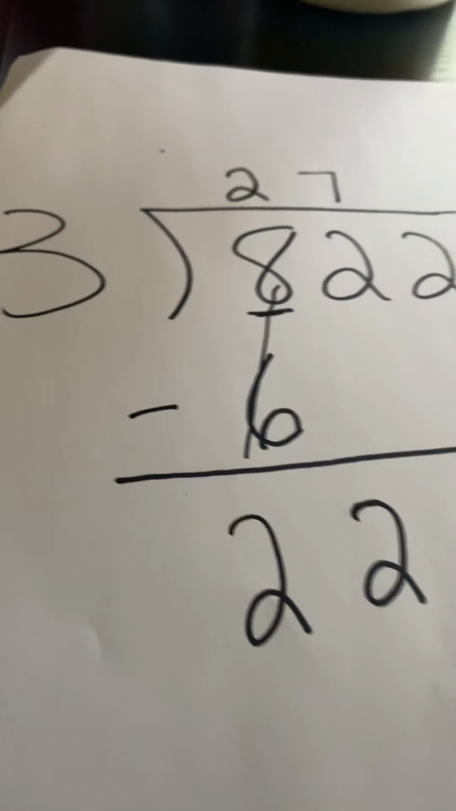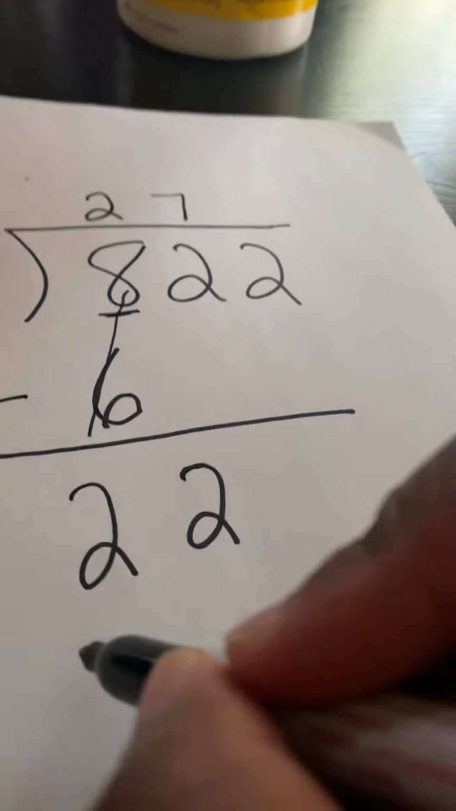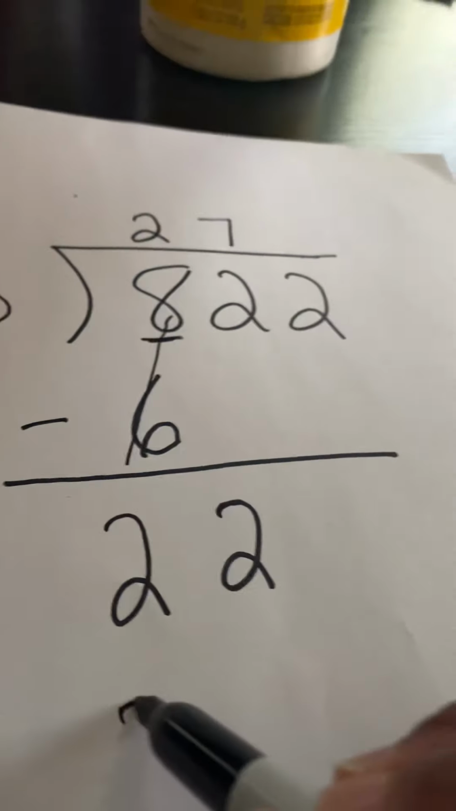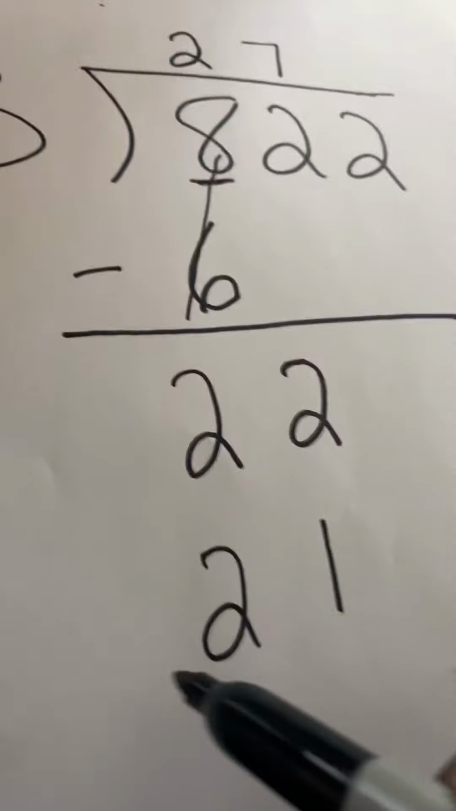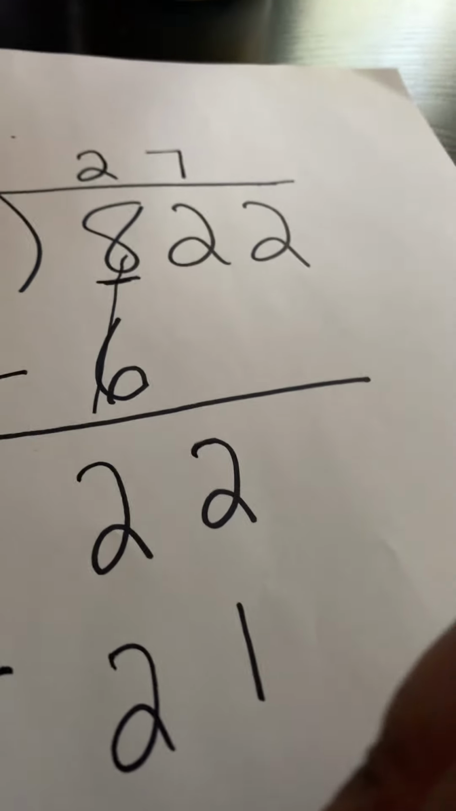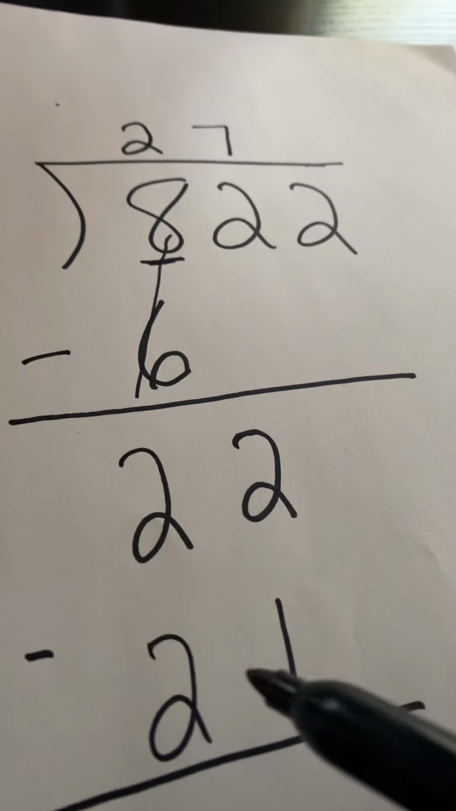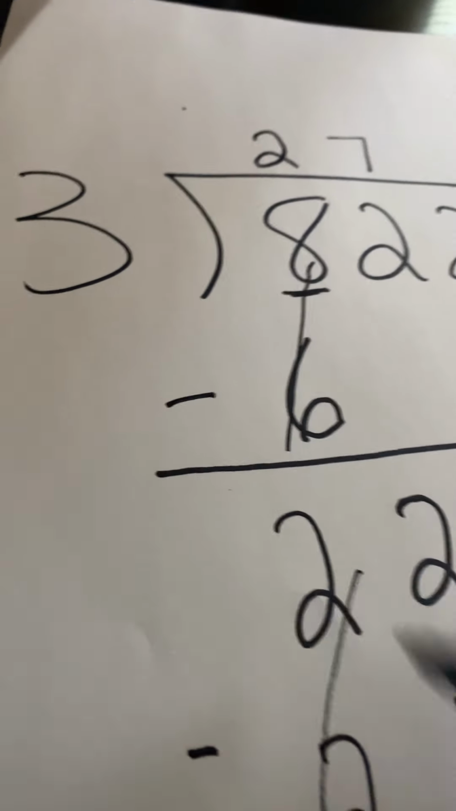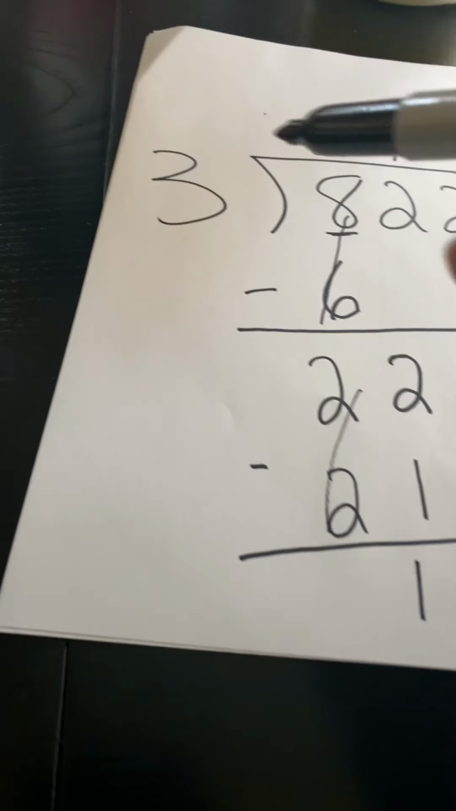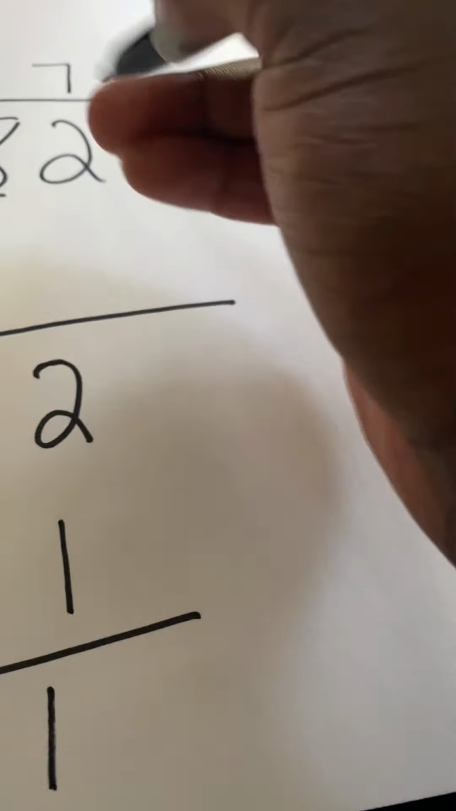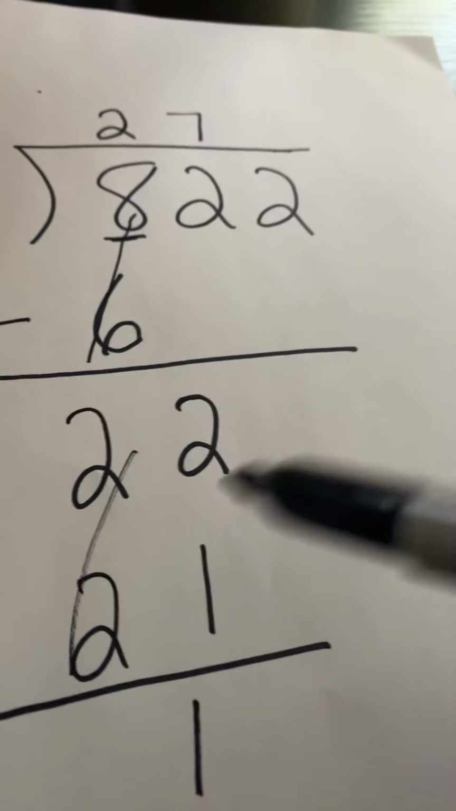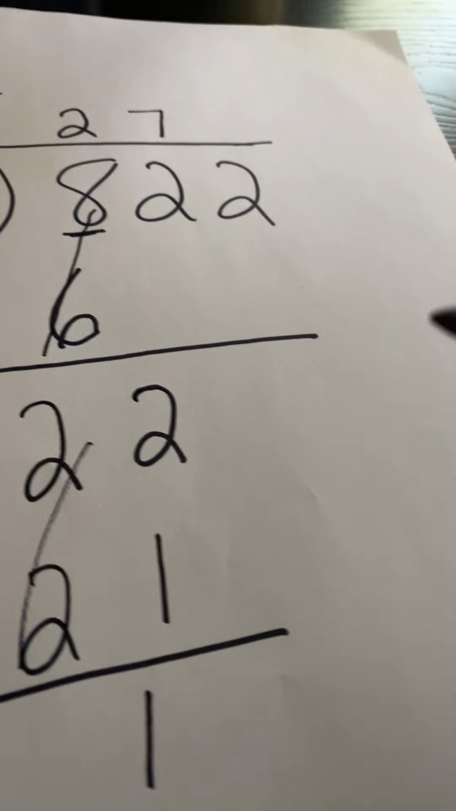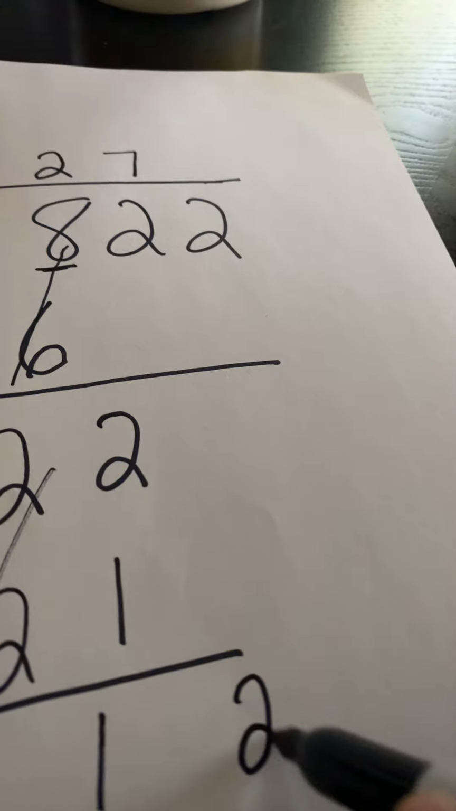3 times 7 equals what? 21. So we're going to bring that 21 down here. I think I wrote a little too big, Edna, but we're going to still work it on out. 22 minus 21 equals 1. And so now we're left with just a 1. 3 cannot go into 1, because that number is greater than 1. So now we've finished with this column, and we're going to go into this column. Going to bring that 2 down.